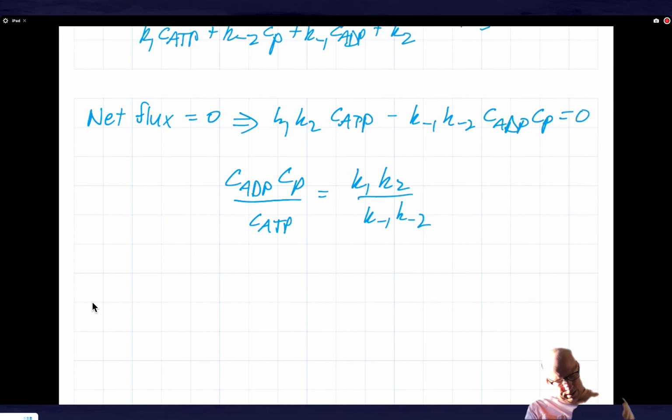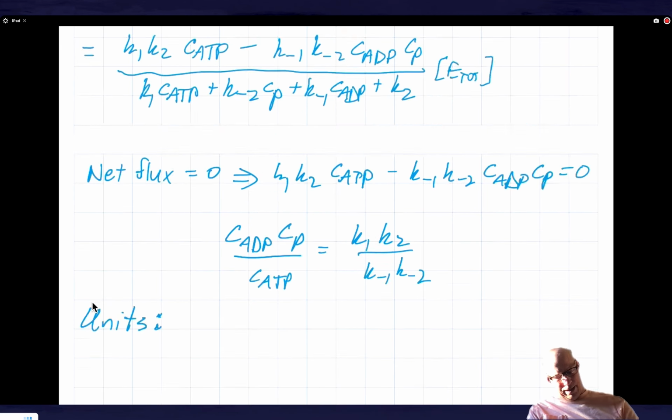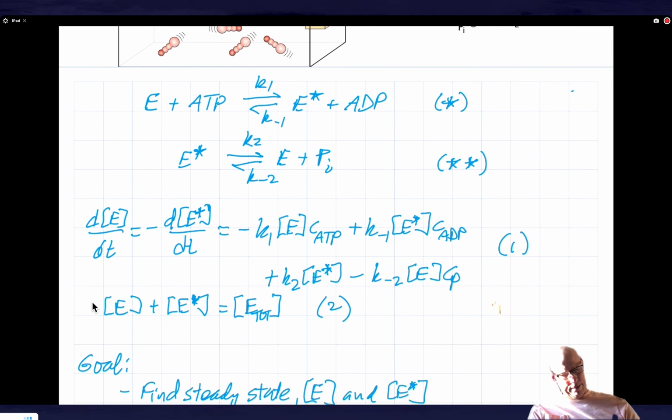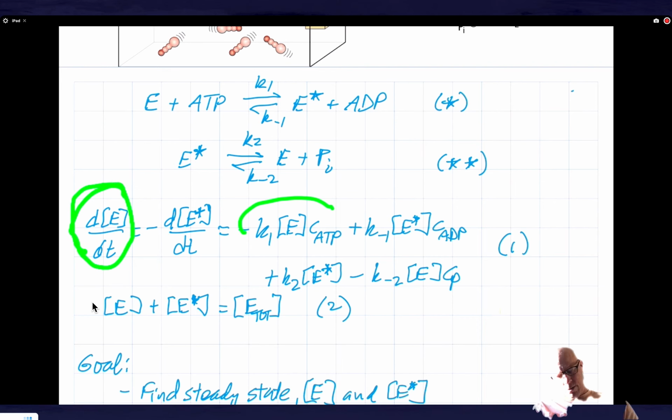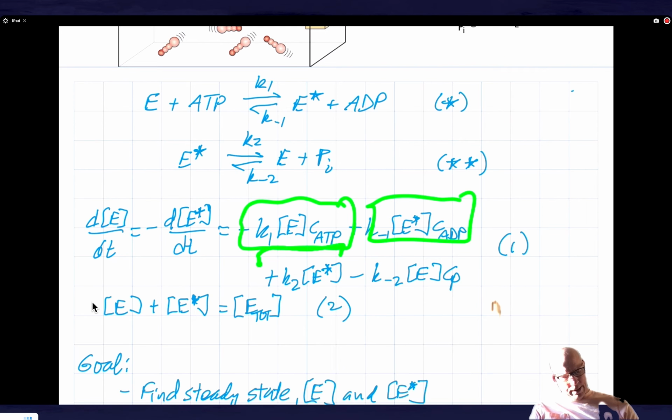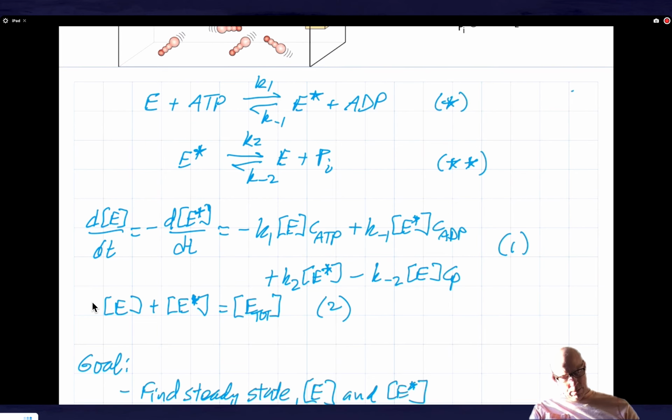So, units, just to make sure we're all thinking about this correctly. If we go back to our kinetic equation, written up here, notice that, first of all, the left-hand side has units of concentration per time. That means all 4 of these terms on the right-hand side have to have those same units. Hence, K2, this one, has units of 1 over time.